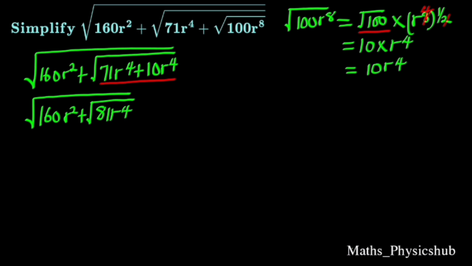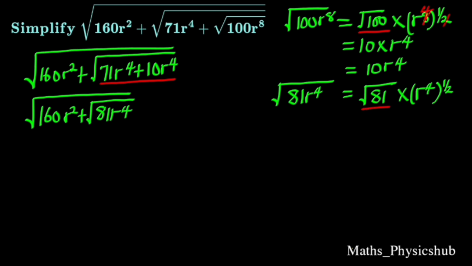Next we solve the inner term, which is square root of 81r power 4. The square root of 81r power 4 equals square root of 81 times square root of r power 4. The square root of 81 is 9, and the square root of r power 4 is r power 2. 9 times r power 2 is 9r power 2.